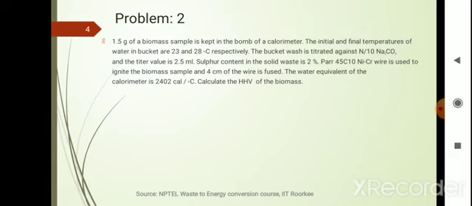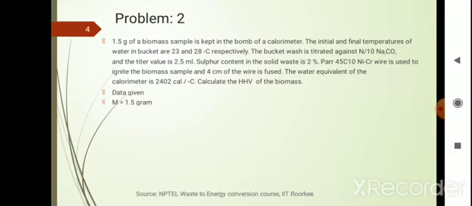So this is a direct question. This is similar to what we do in the lab for determining the calorific value of a biomass sample. We have taken 1.5 gram of biomass. Test is conducted. Temperature rise is obtained. We know the water equivalent of the calorimeter, and we know the factors for determining the error correction. So let's write the given data.